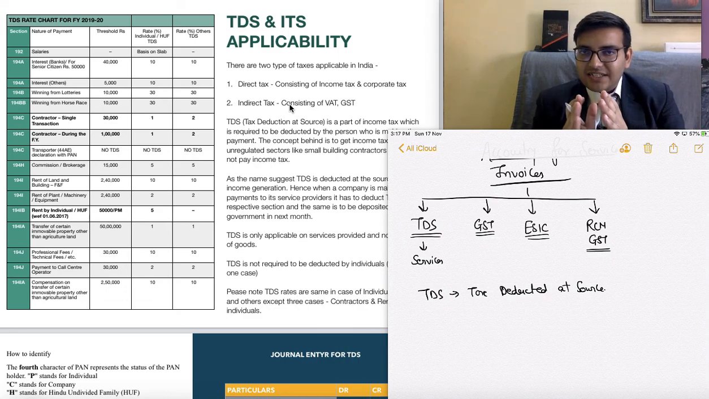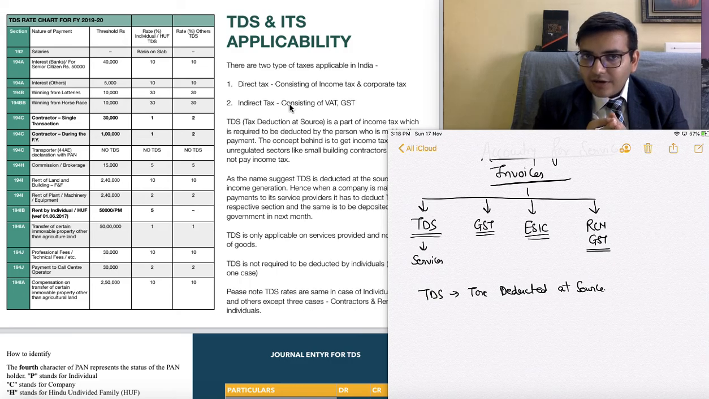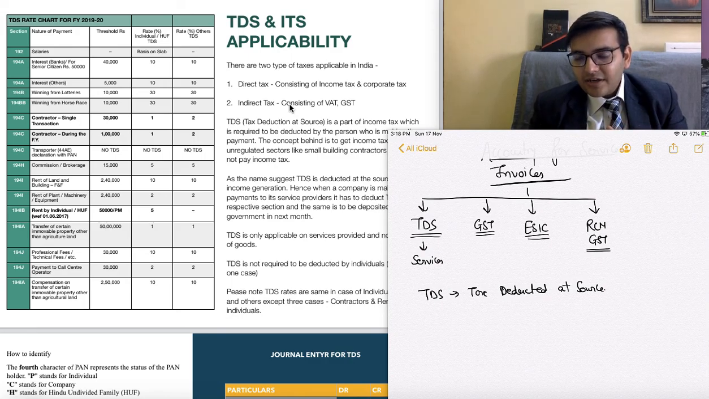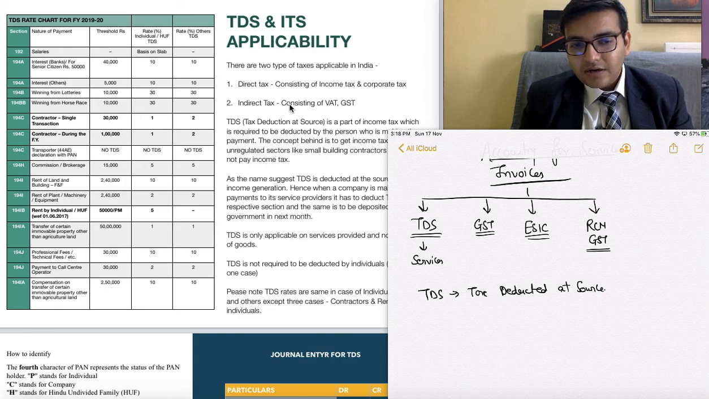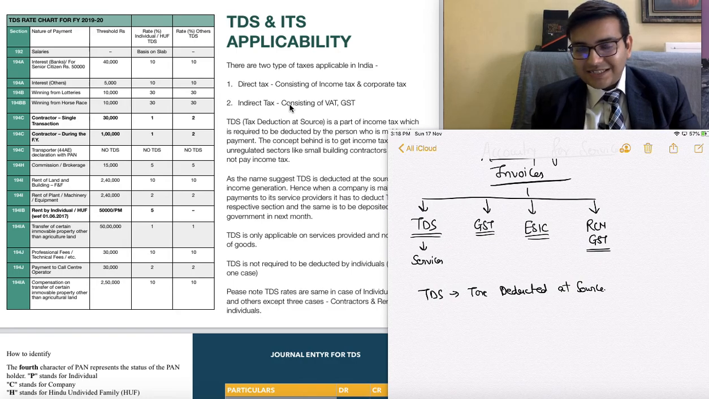TDS is nothing but the income tax of the person who is giving the service. So, the person or the company who is paying X amount to a contractor, to a professional, or for any kind of services, will deduct a certain percentage from the amount to be paid, and that deducted amount will be deposited to the government. This deducted amount is called TDS, and it is equivalent to the income tax of the person who is giving the service. The government has defined different rates. The concept is brought in to tax those unorganized sectors who are not filing income tax returns. Simple as that. Now, this is the concept of TDS.